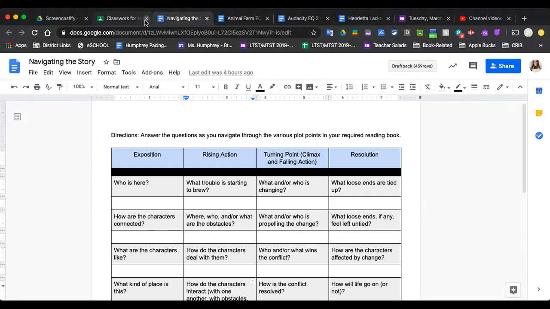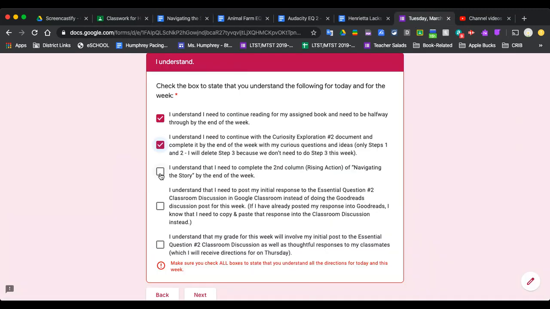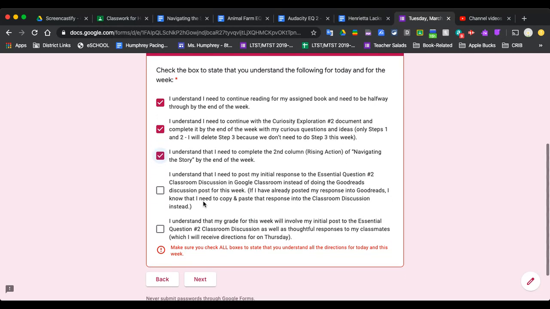This rising action is not due until, again, the end of the week to give you adequate time to read, so you are able to adequately answer all parts of the question. So you'll check that you understand that part.